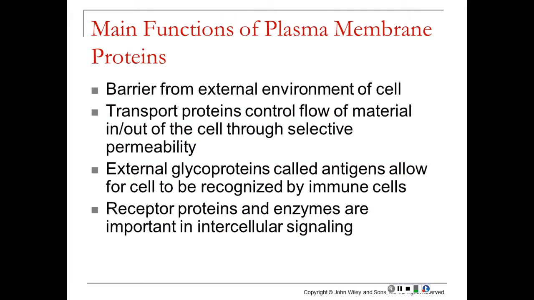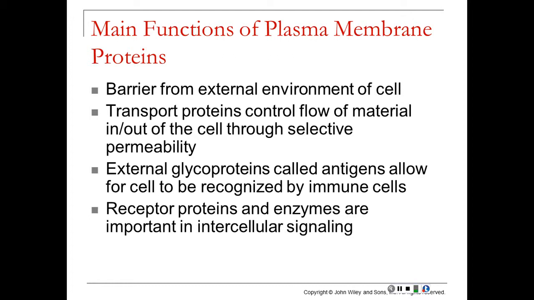Other functions of our plasma membrane, other than for it to be a barrier between the inside and outside of the cell, it is also going to transport proteins into and out of the cell. It causes the cell to be what we call selectively permeable. It's kind of like the bouncer for our cell, picking and choosing what can come in and leave the cell.